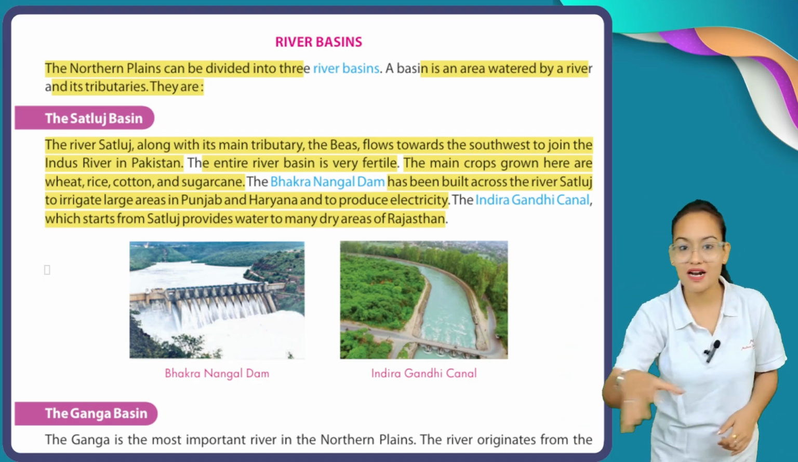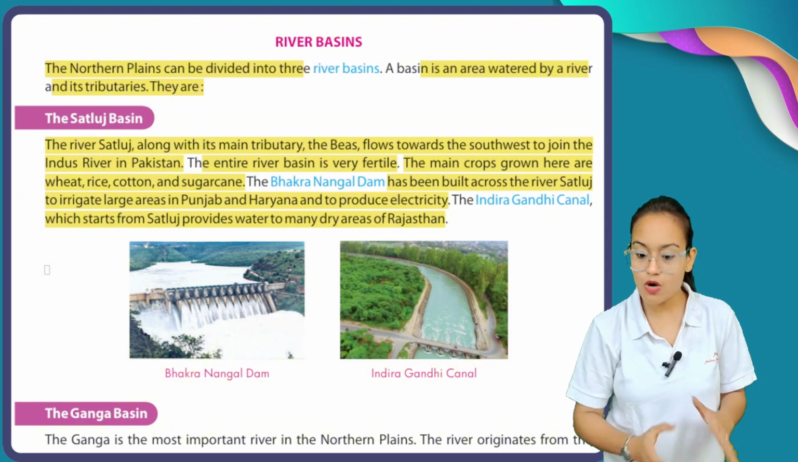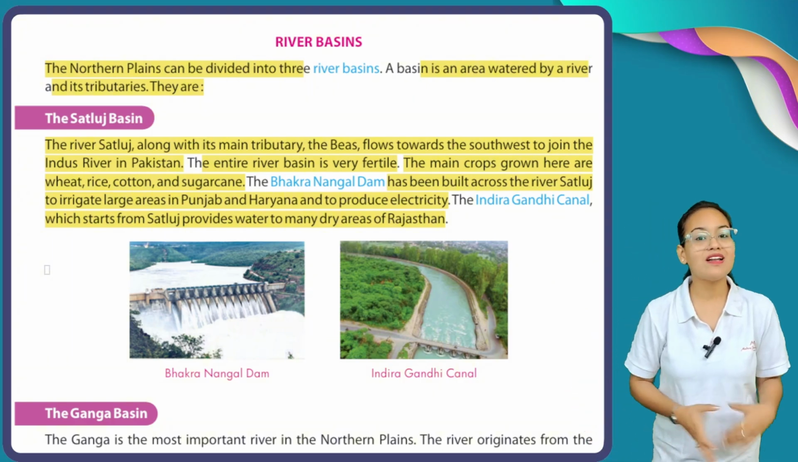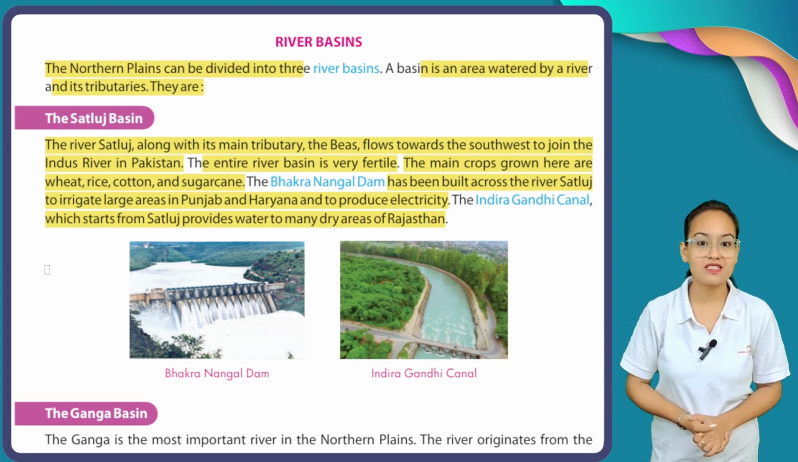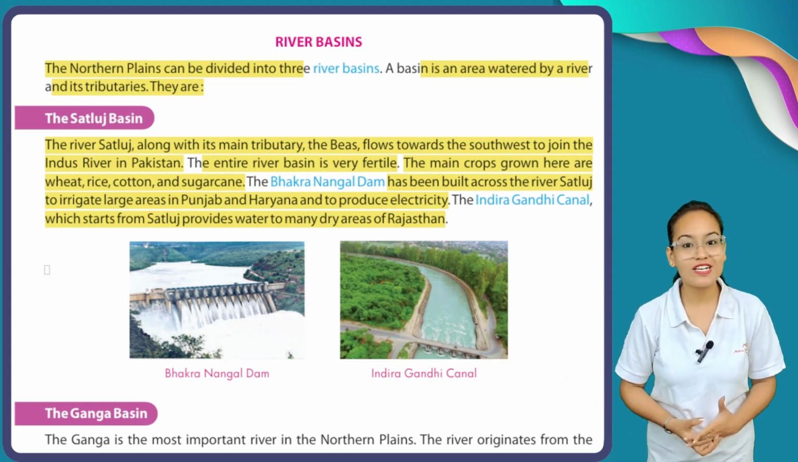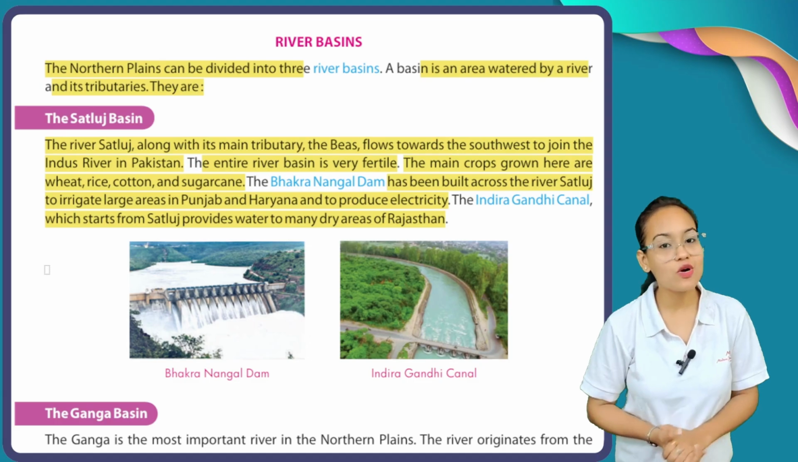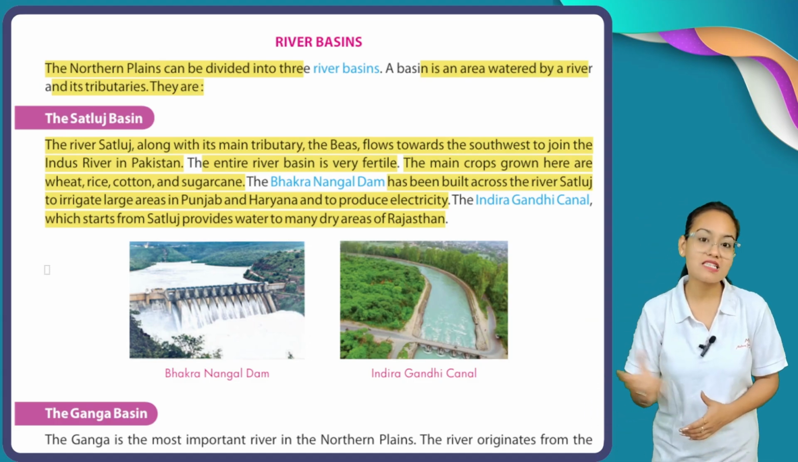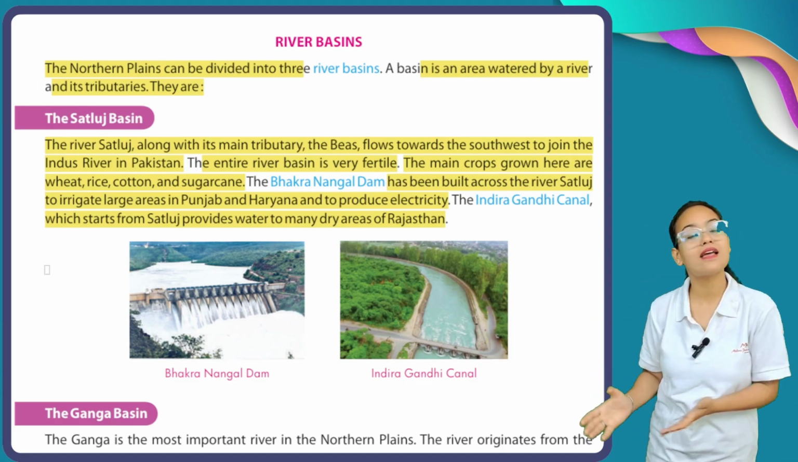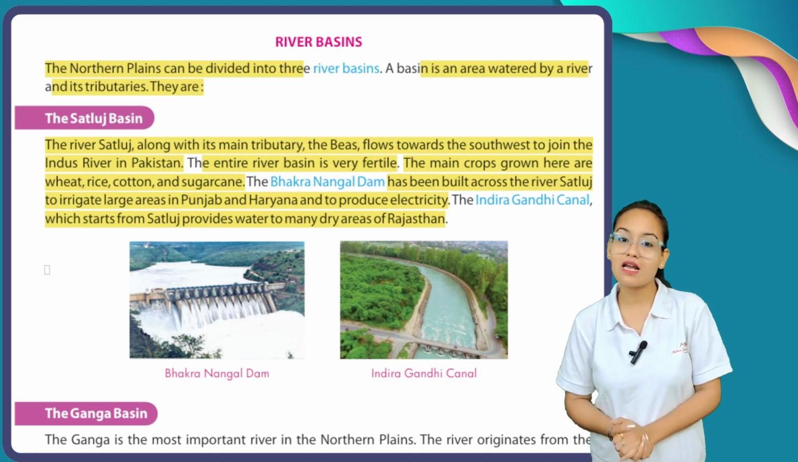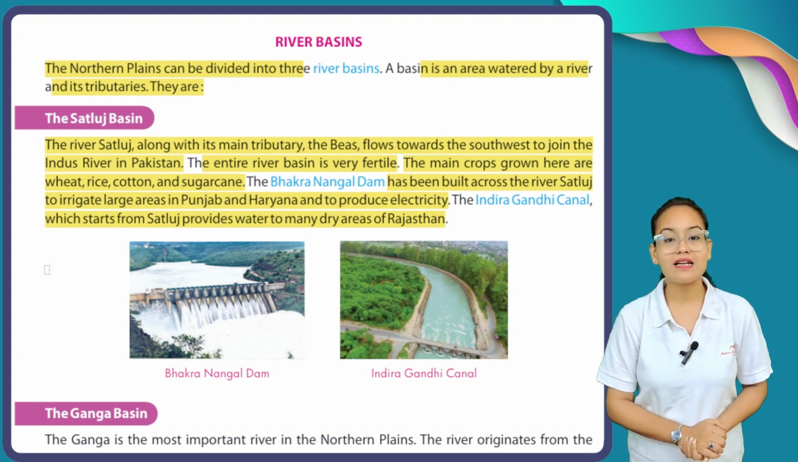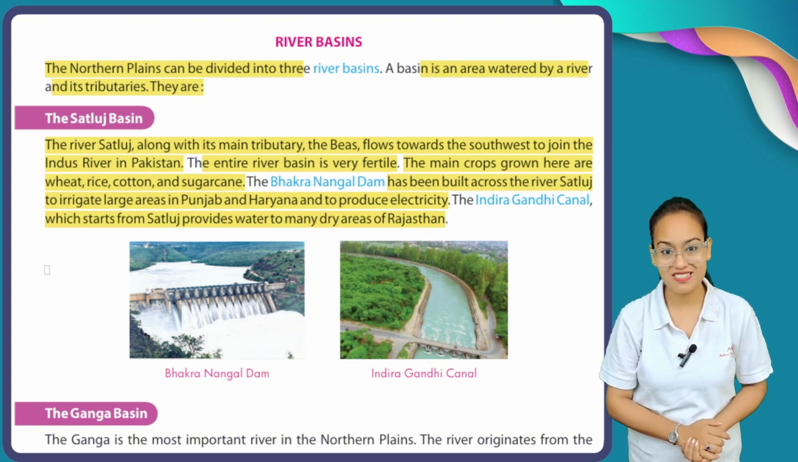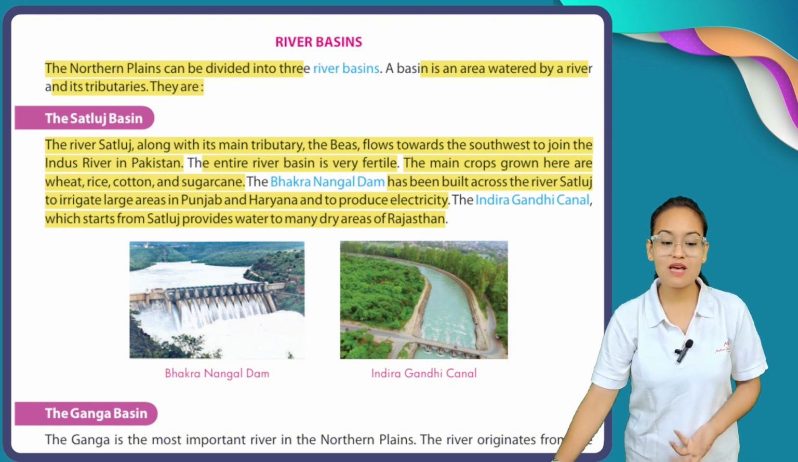Similarly, as you all know, Rajasthan is a desert area. The major portion of Rajasthan is covered with desert, so there is a scarcity of water. To fulfill that scarcity of water, the Indira Gandhi Canal was constructed, and it also gets its water from the Satluj Basin. So this is all about your Satluj Basin. Here you can see the Bhakra Nangal Dam and the Indira Gandhi Canal.